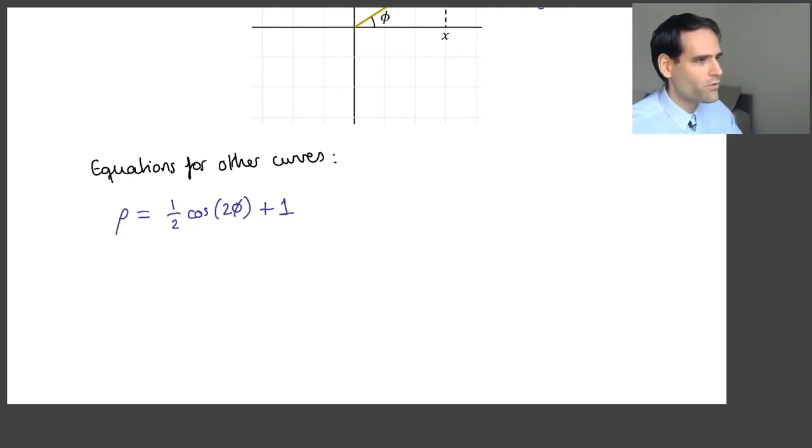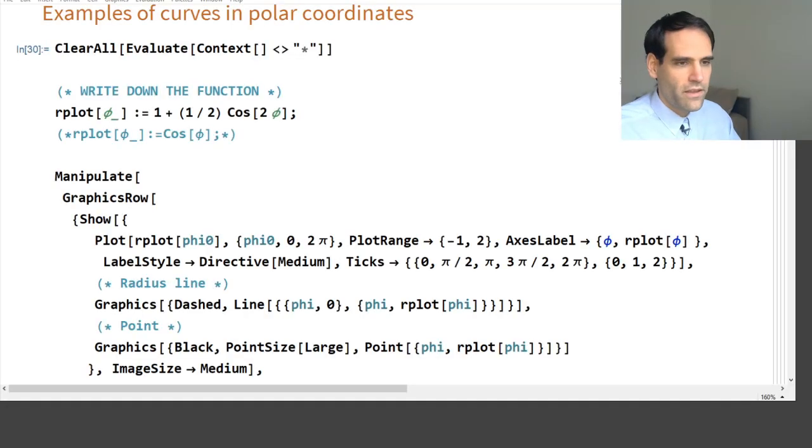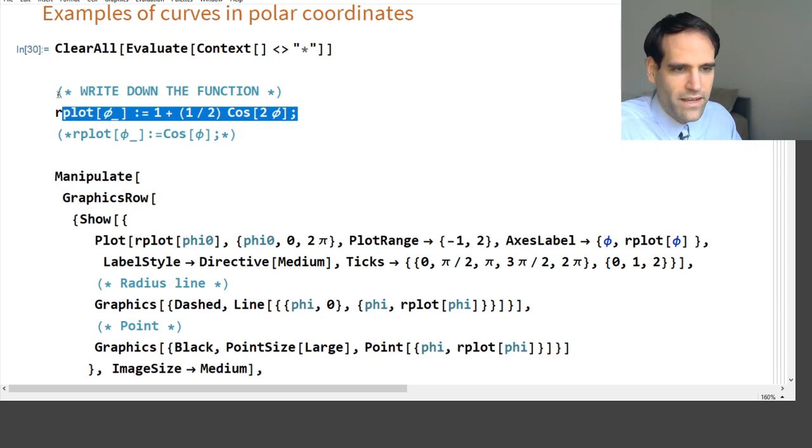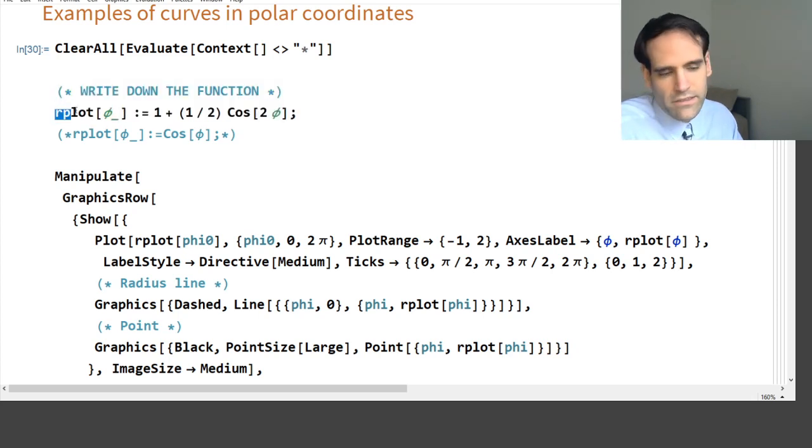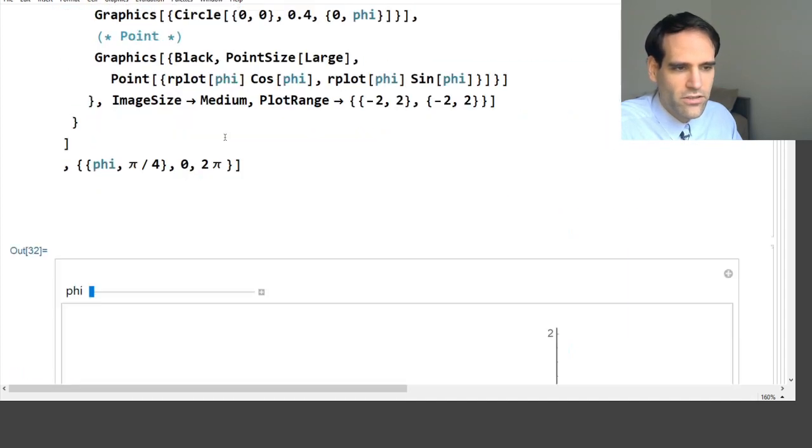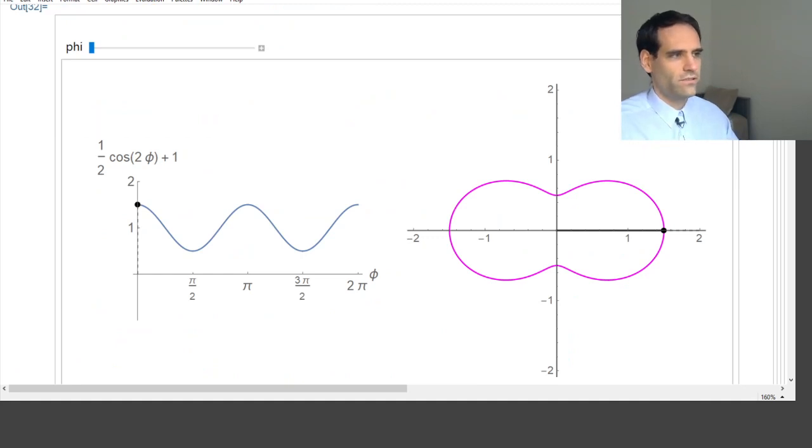So I will walk you through it using an applet. So here in Mathematica, I have literally written down this function. So r, I call it r plot, is a function of phi, is 1 plus 1/2 cosine of 2 phi. And then I have this code that plots this, okay? And this is the result.